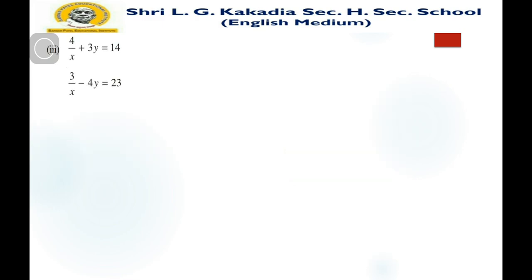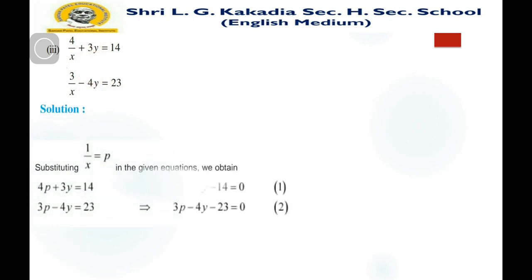Now 4 over x plus 3y is equal to 14 and 3 over x minus 4y is equal to 23. Here you can see that we assume 1 over x as a new variable, but we do not assume one for y because y is given in linear form. So substituting 1 over x is equal to p in the given equations, we obtain 4p plus 3y is equal to 14 and 3p minus 4y is equal to 23. We can write it in standard form as given here.